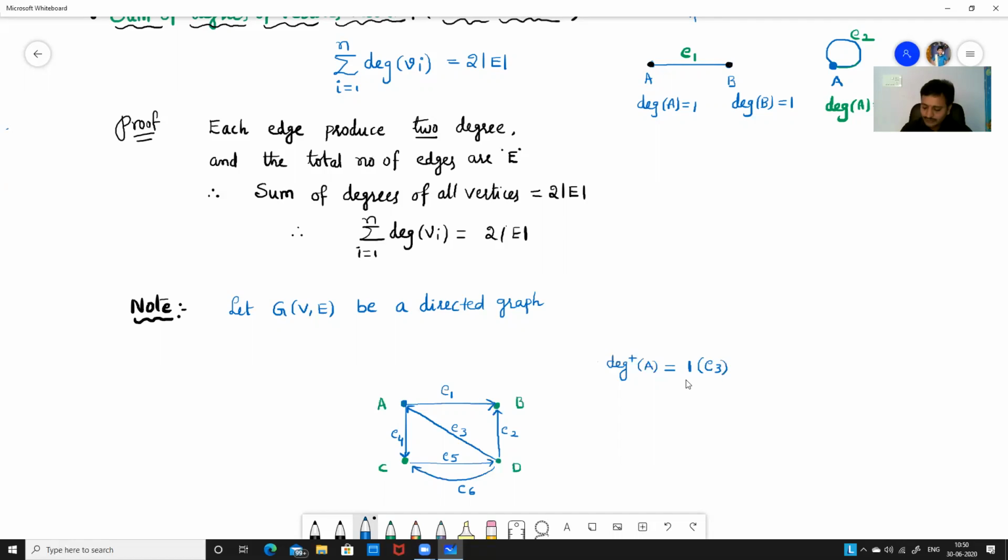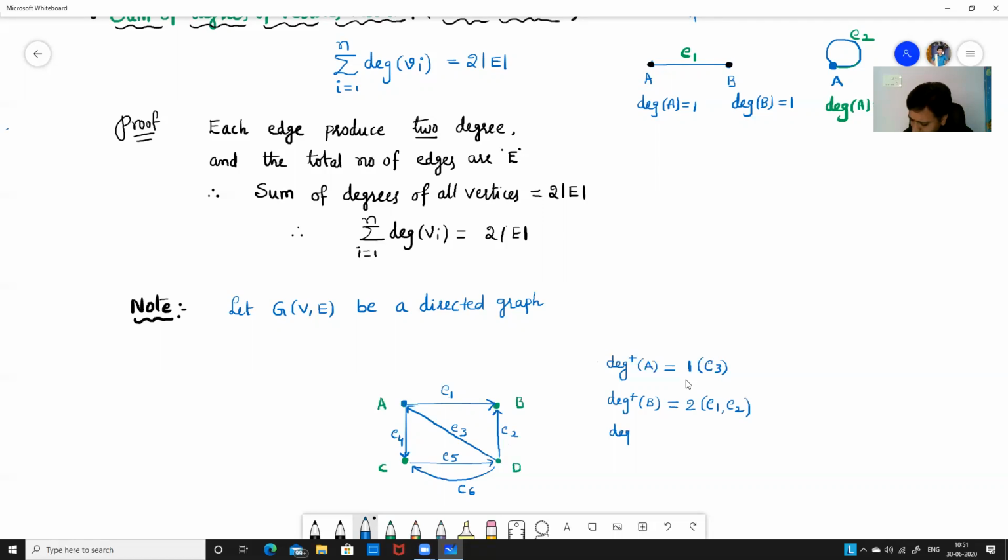Similarly, in degree of B: the number of edges incident to B. How many? E1 is incident to B, E2 is also incident to B. Therefore, 2. What are they? E1 comma E2.